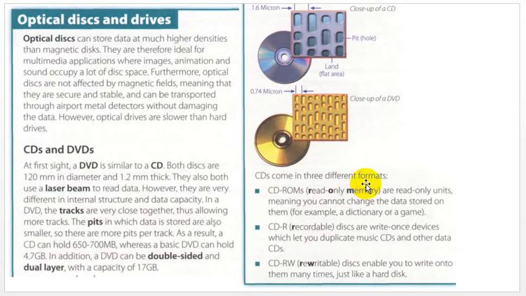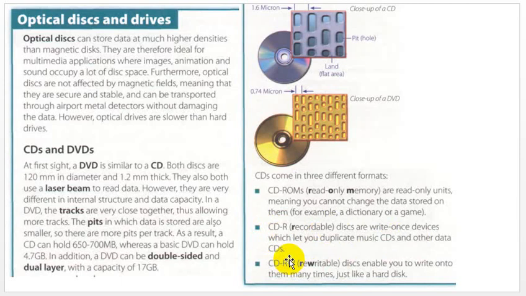CD comes in 3 different formats. How many formats? In 3 different formats. CD-ROMs, read-only memory, or read-only units, meaning you cannot change the data stored in them. For example, a dictionary or a game. CDR, recordable. What is the CDR? That is recordable. Discs are write-once devices which let you duplicate music CDs and other data CDs.